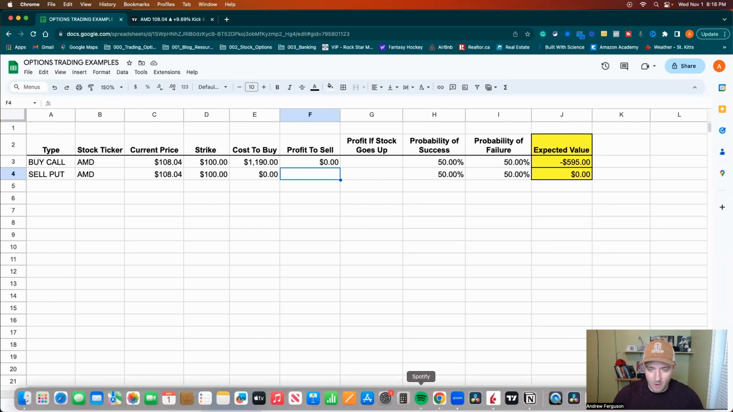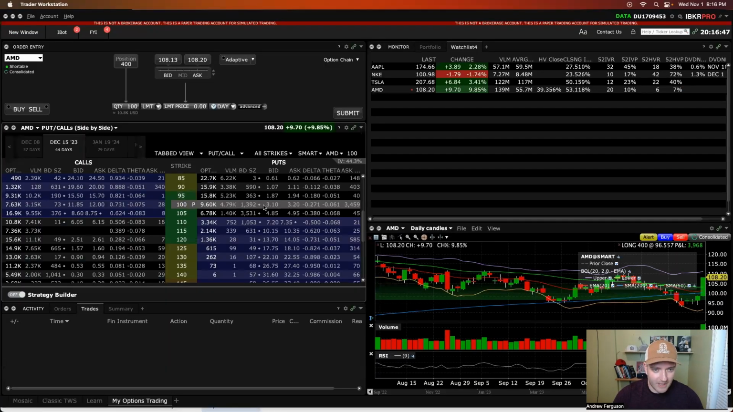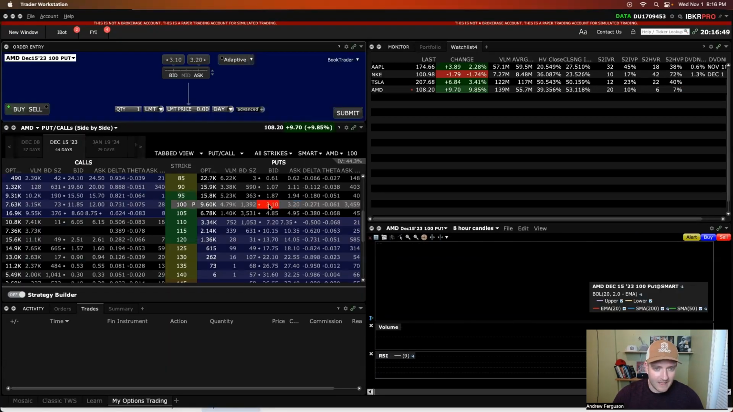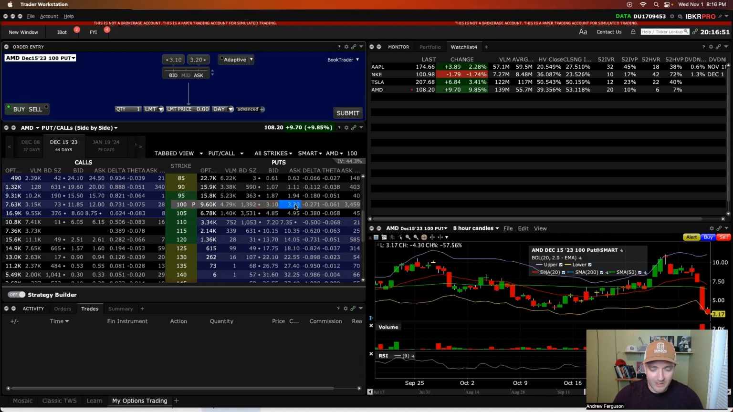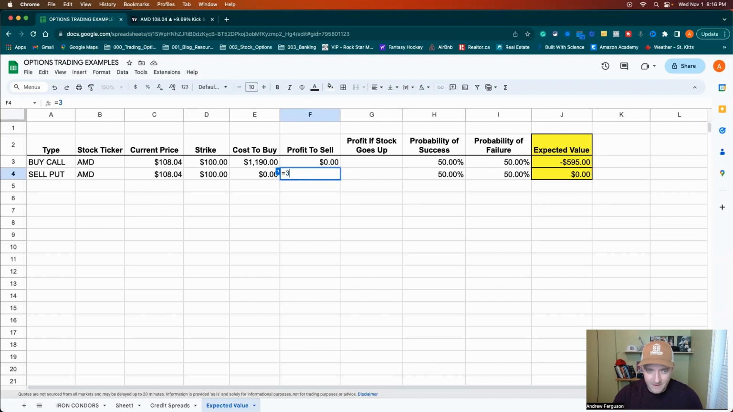Flipping back to Interactive Brokers, we can see that 100 strike price over here on the put side, we have the difference between 310 and 320. So 315, here we go, put that in, equals 315 times 100. You can also just put in 315 if you want to. This is just to show you that every contract is worth 100 shares.